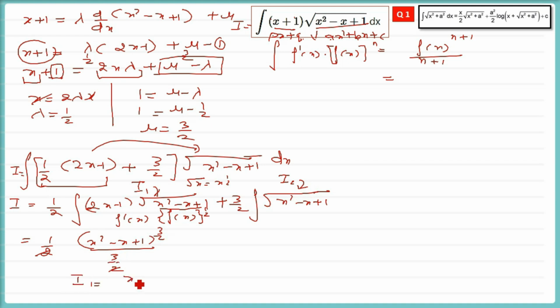I1 is simply x square minus x plus 1 raised to the power 3 by 2, and that is 1 by 3 also, plus a constant term. Now coming to I2. I2 is 3 by 2 under root x square minus x plus 1. So we need to integrate this.